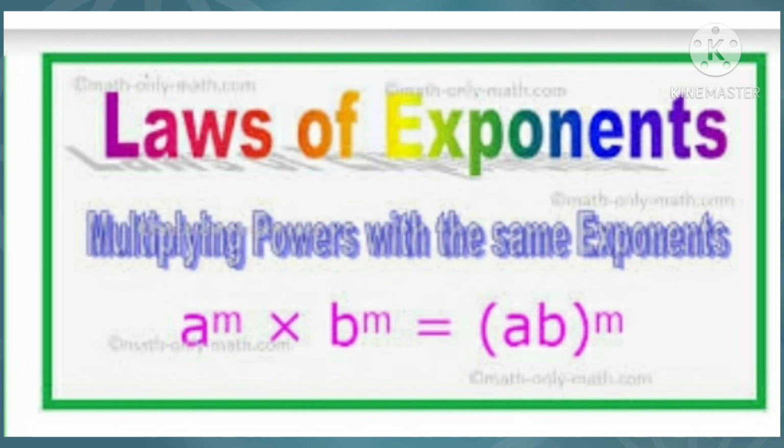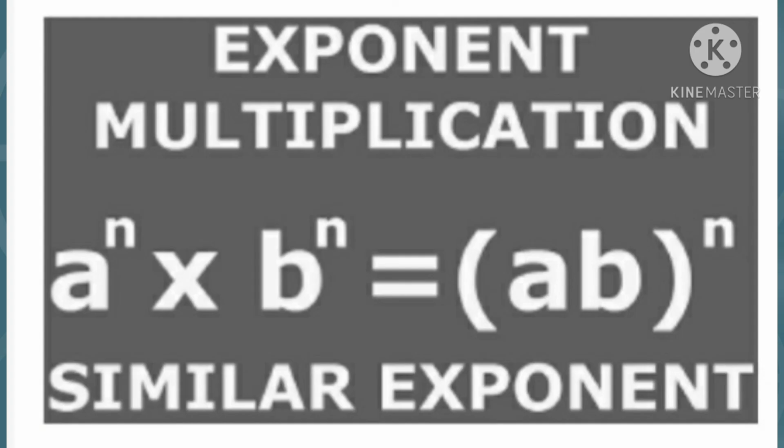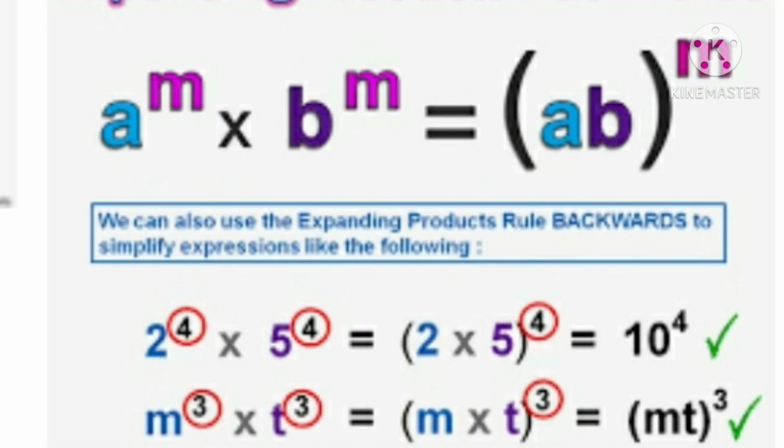Now the next rule is multiplying powers with the same exponent, in which we have two different bases with the same powers, and that is how the bases get multiplied and the power is taken as common. We can check another example for the same: 2 to the power 4 multiplied by 5 to the power 4 have the same powers with different bases. So here the bases get multiplied to become 10, having the common power of 4.